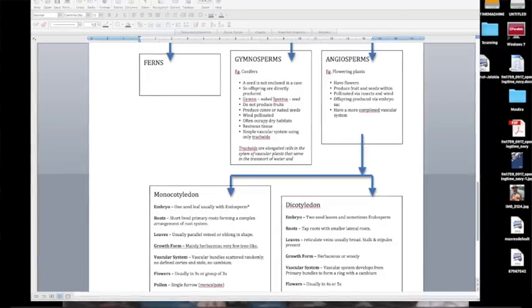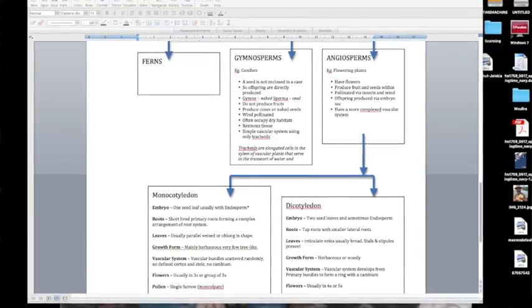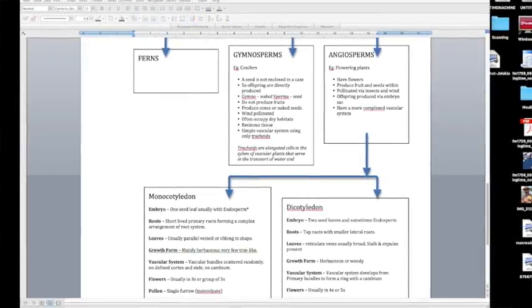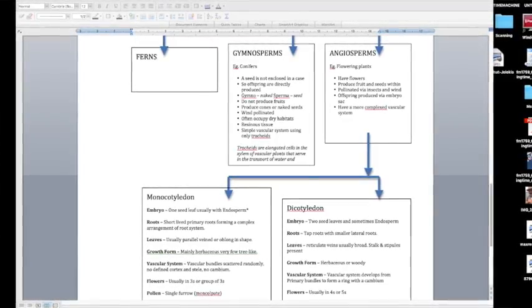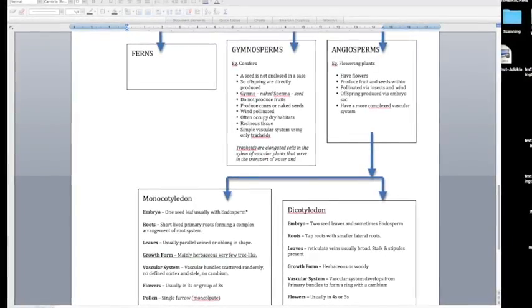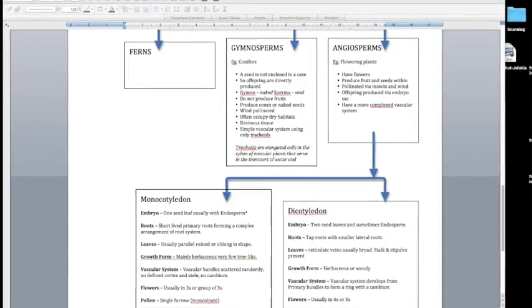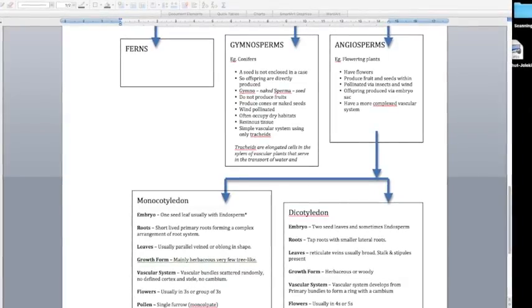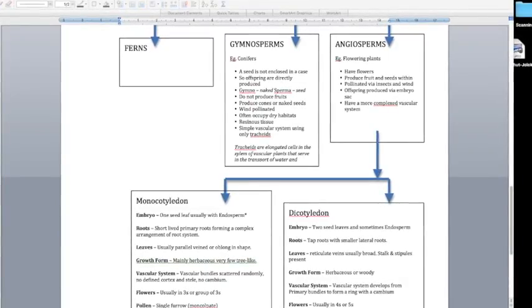Typically these type of plants, like conifers for example, the gymnosperms are often found in dry habitats. So if you go into dense woodland areas where there's lots of conifers, you'll actually see that the ground is very dry. They have resinous tissue, so that's sort of sticky sap. And they also have a simple vascular system, using only tracheids. Now, tracheids are elongated cells in the xylem of vascular plants that serve in the transport of water and mineral salts. So that's gymnosperms.